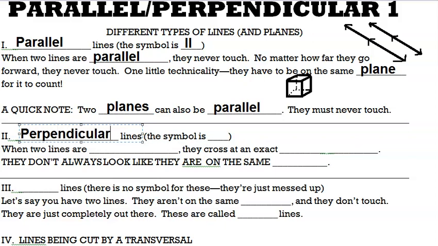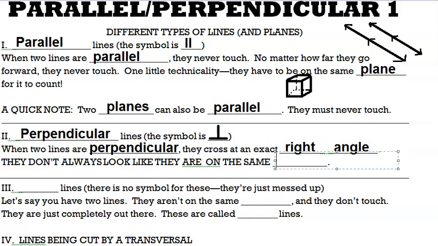All right. Let's go to perpendicular lines. The symbol for perpendicular looks like this. So you got kind of the upside down T going here. When two lines are perpendicular, they cross at an exact 90-degree angle, or a right angle. Now, this is kind of a weird sentence, but I just want you to visualize what's going on. They don't always look like they are on the same plane. Here, let me capitalize that. I put it in capitals on the notes because I think people don't always understand what's going on.